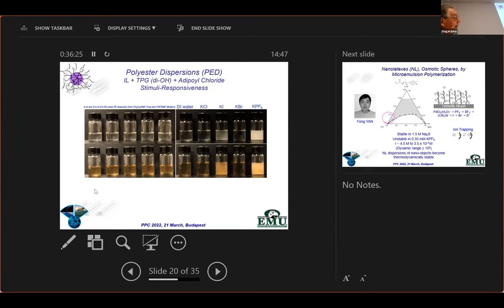These dispersions also exhibit similar stimuli responsiveness to the polyurethanes. So KCl, like bromide, loves water. Iodide begins to impart hydrophobicity, and hexafluorophosphate even more so.